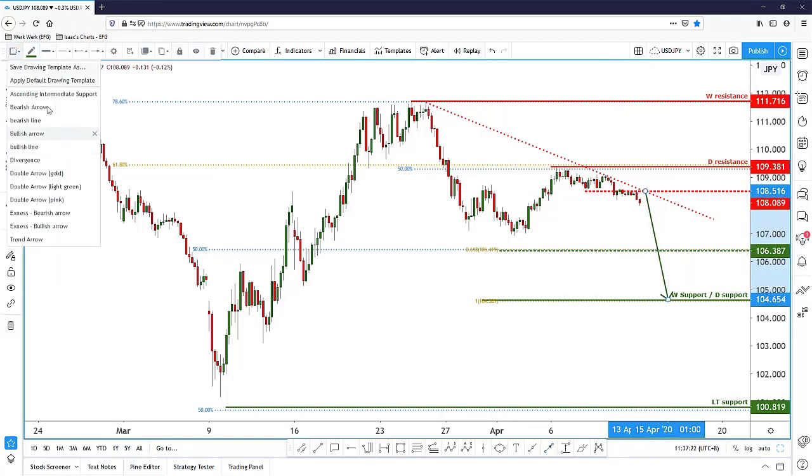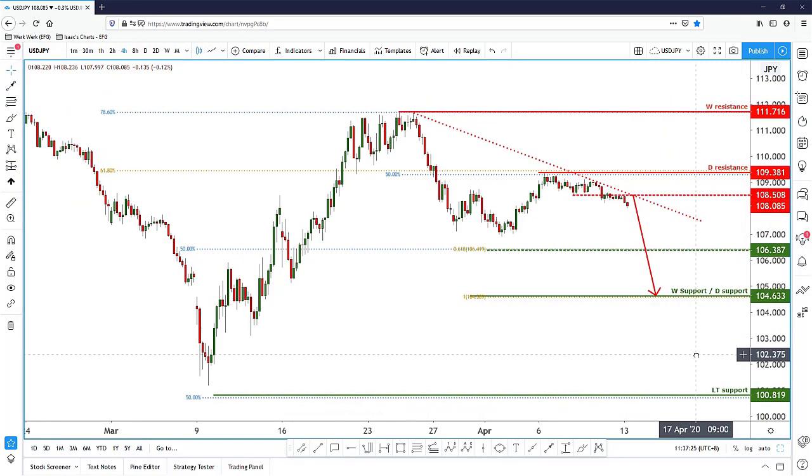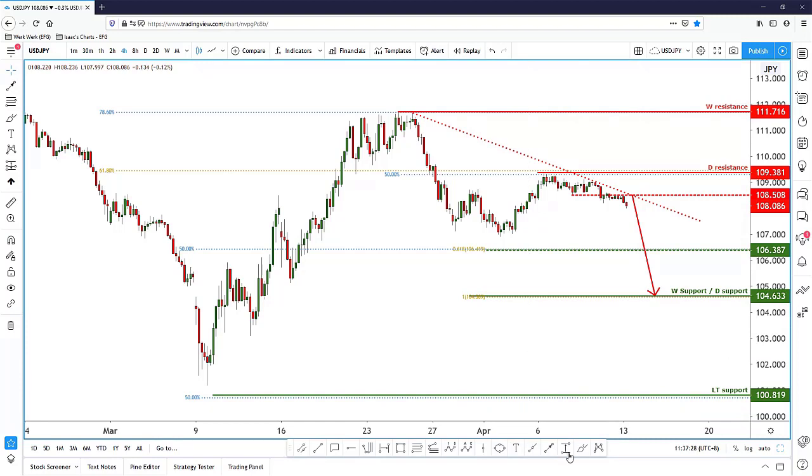I'll go for a short towards the weekly support or daily support. So this is what I'll do. When price is at the 108.50 level, I will short and I'll play down towards the weekly support. 106.387, this level here that we identified, this intermediate support, will be the first take profit. When price reaches this level, I would close out 50 to 75% of my position, move my stop loss to break even to protect my position, and let the rest of the position run towards the final target at 104.63.